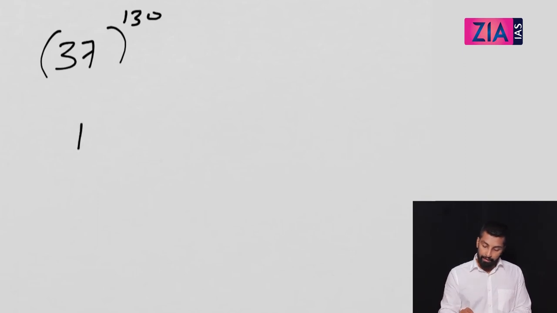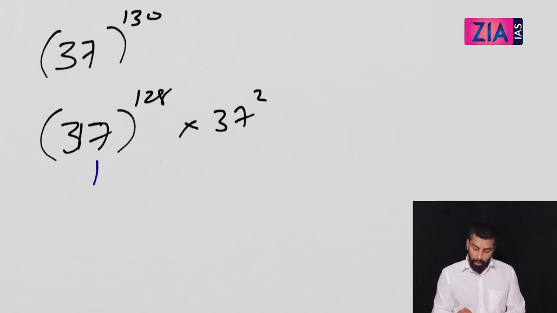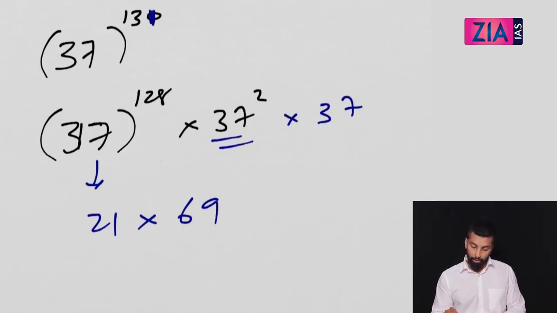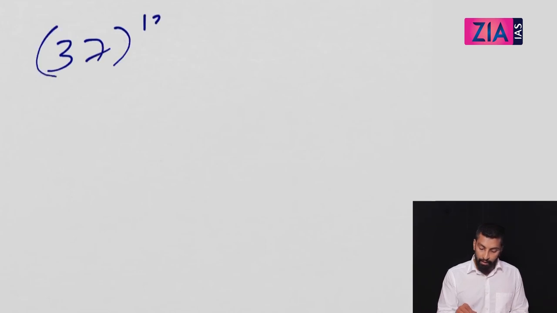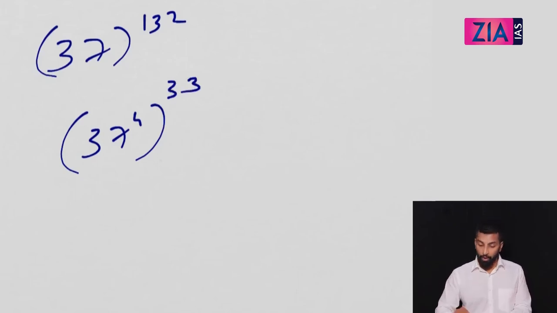130, then you write it as 37 raised to 128 into 37 square. So 37 raised to 128, you already got the answer. You can follow the method. You get 21 into this. Last two digits will be equal to 13 square. So 69. What if it is 131? You have one more 37. So multiply with 37. Next will be 37 raised to 132. That is nothing but 37 raised to 4 raised to 33. Now I hope you can solve it.